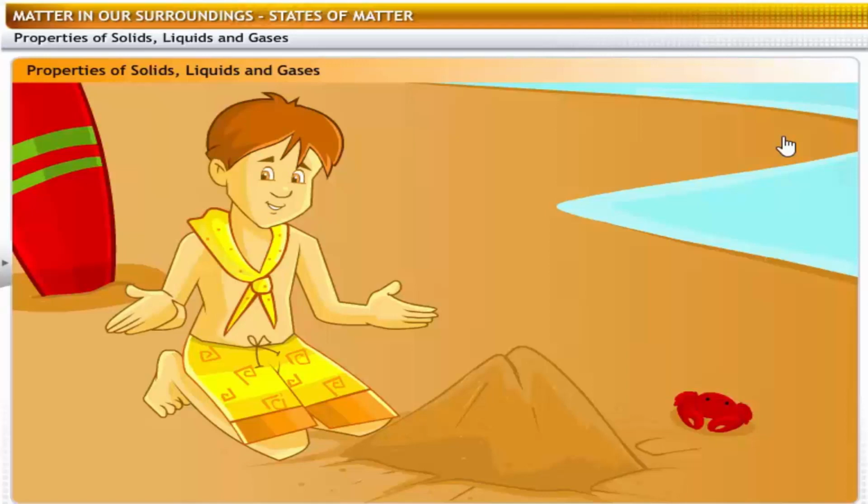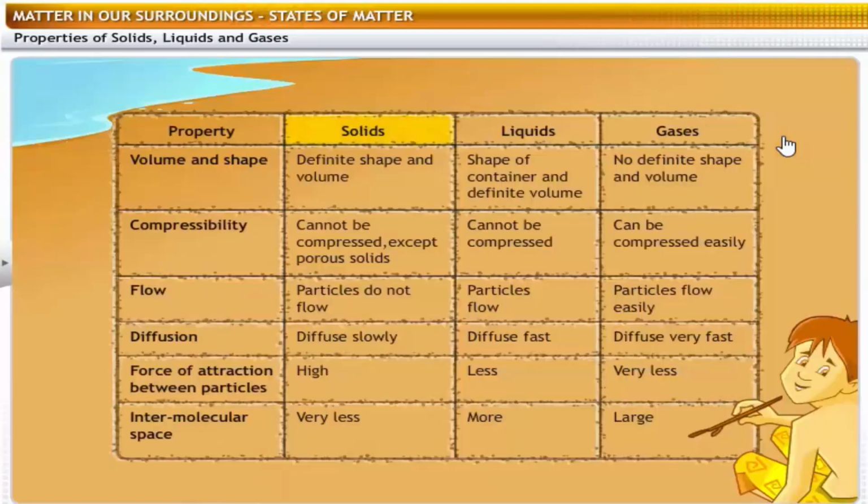Now I understand. Just let me summarize what you said. Solids. Solids have definite shape and volume, cannot be compressed except porous solids. Particles do not flow, diffuse slowly, high force of attraction between particles, very less intermolecular space.